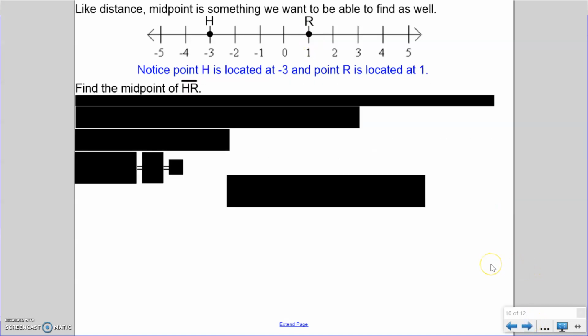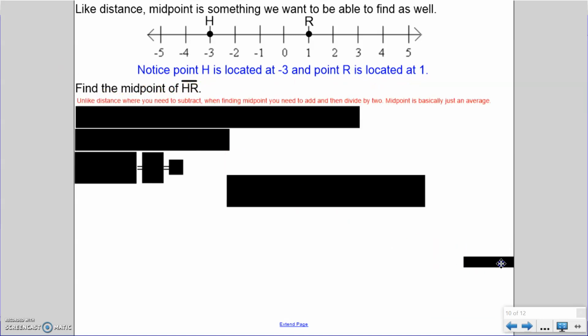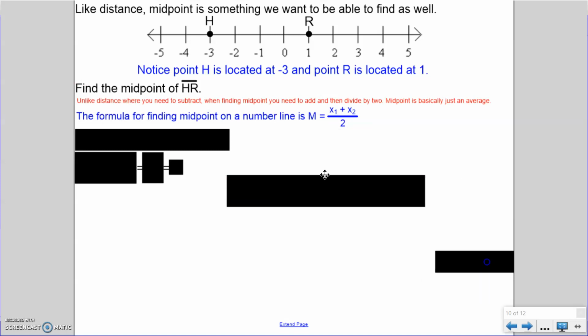Alright, and then like distance, midpoint is something we want to find as well. Here's our picture. Notice H is at -3, R is at 1. Find the midpoint of line segment HR. So unlike distance, we don't subtract. When you find midpoints, you need to add and then divide by 2. Midpoint really is just an average. Alright, here's the official formula. The midpoint on a number line is m equals x1 plus x2 all over 2.